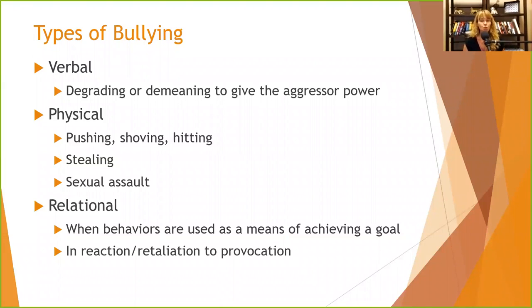Relational bullying is when behaviors are used as a means of achieving a goal. So maybe in order to get into a certain clique, you have to behave a certain way and reject a person or reject a certain set of ideals in a negative fashion. It's one thing to say, I don't want to be part of that, or I don't agree with that, or that's not my favorite person in the world. But it's a completely different thing to actually aggressively attack someone else's person or ideals.